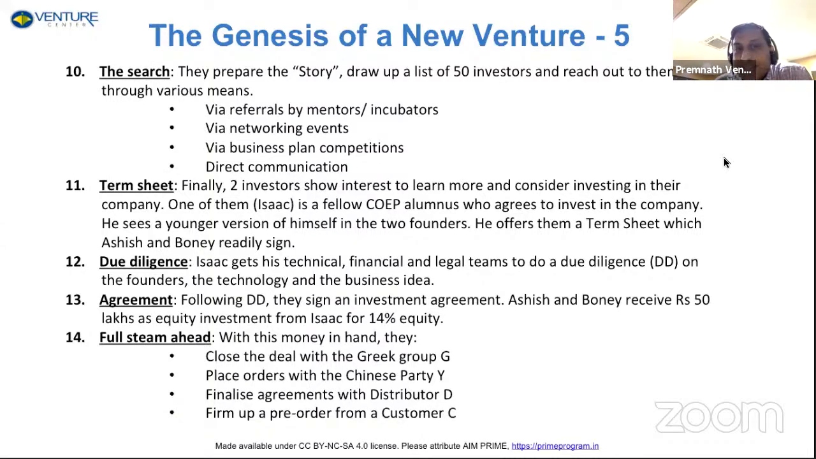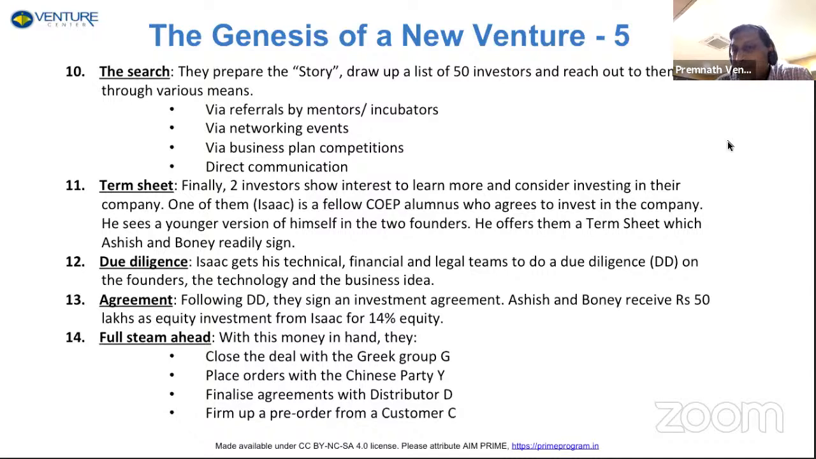Following the due diligence, they sign an investment agreement and Ashish and Boni receive 50 lakhs as equity investment from Isaac for a 14% share in the company. That's what they agree to. Okay. And with that money in hand, they can now go full steam ahead. Okay, with this money, close the deal with the Greek group. So they go to Greece, close with the Greek parties, get the exclusive license, place orders with the Chinese party, right? He's willing to give it to you on credit. Great. The Chinese party is shipping it to you to the distributor D.